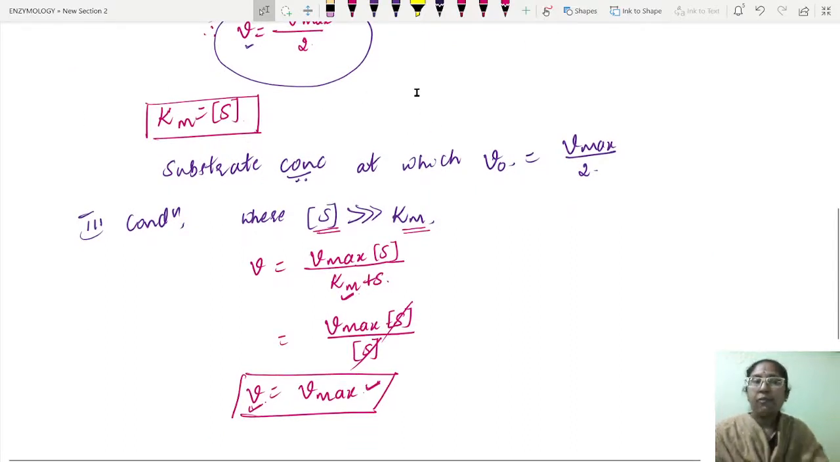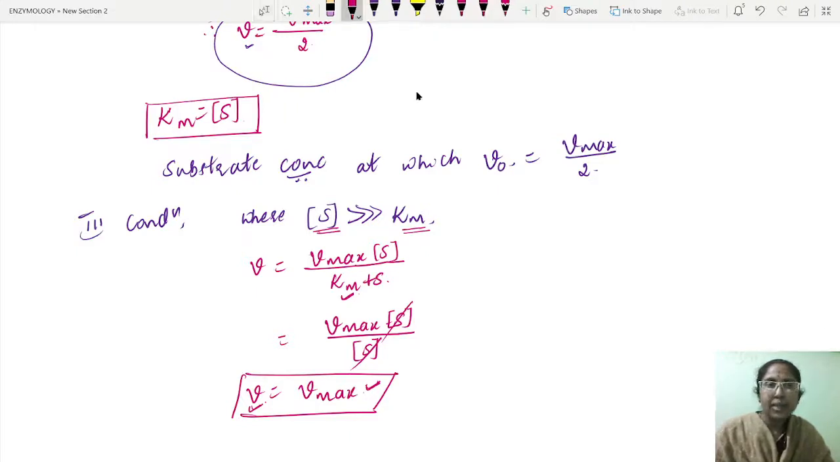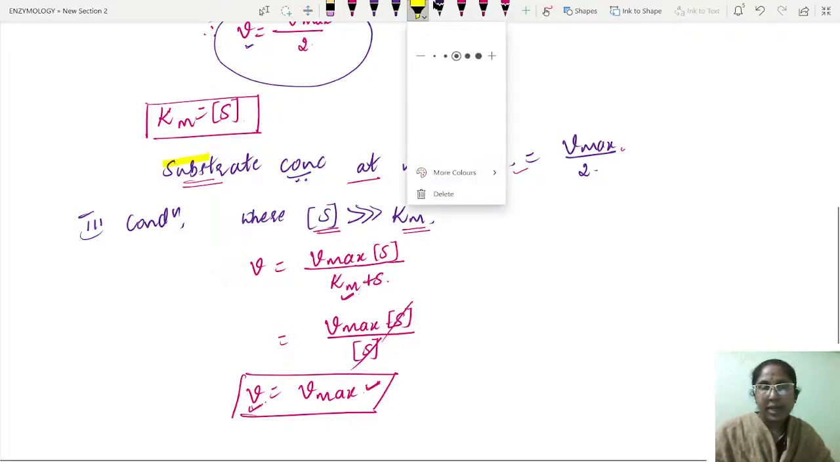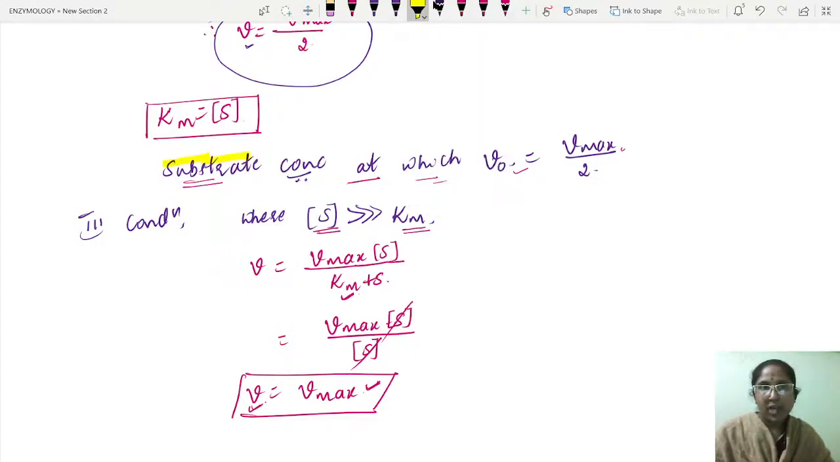So now we can define the Km value also. What is the Michaelis-Menten constant? The Michaelis-Menten constant is nothing but the substrate concentration at which the initial velocity of an enzyme catalyzed reaction is equal to half of the maximum value. It is nothing but the substrate concentration at which initial velocity is equal to half of the maximum velocity. So this is about the Km value.